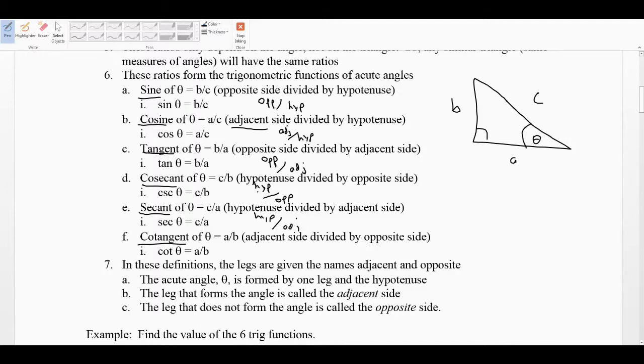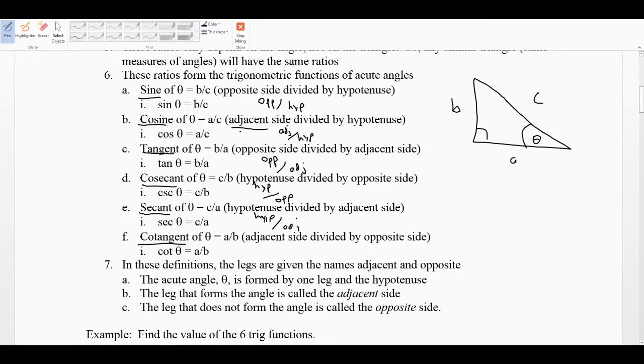I think I may have misspoken here. Cosecant is the reciprocal of sine, which is hypotenuse over opposite. I think I may have said adjacent. Hypotenuse over opposite. So it's the hypotenuse, which is C, over the opposite, which is B. C over B. Secant is the hypotenuse over adjacent.